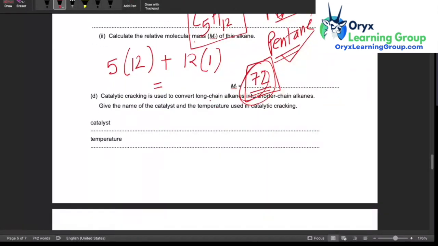Catalytic cracking is used to convert long chain alkanes into shorter chain alkanes. Give the name of the catalyst and the temperature used in the catalytic cracking. What is the catalyst and the temperature used? The temperature is 600 to 700. Okay, and what is the catalyst?